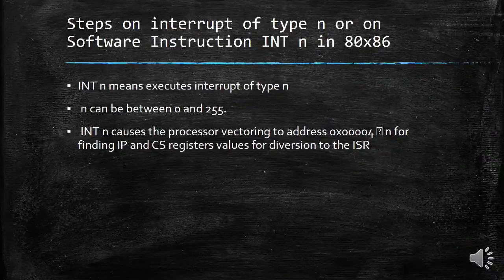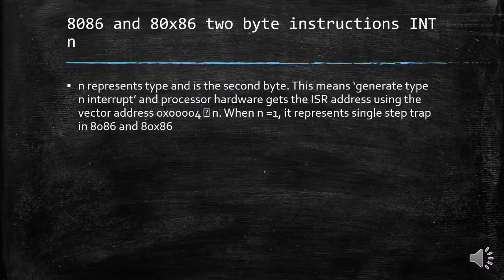First point, instruction INT N means execute an interrupt of type N. N can be between 0 and 255. Instruction INT N causes the processor vectoring to address 0 into 00004 into N for finding the IP and CS register values for diversion to the ISR.